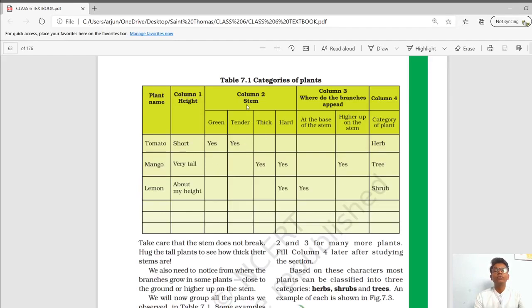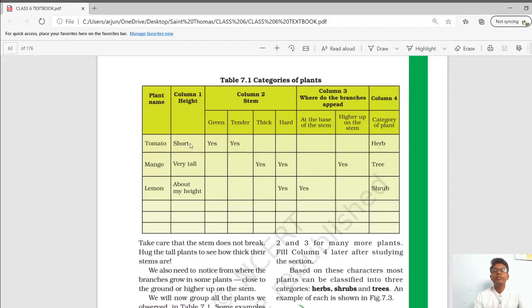In column 2 it is about the stem. The stem is green or not. You have to say whether it is green or not. It is tender, thick or hard. Tender means it is easily bendable or not. Second is thick, how much thick. And the last one is hard. If it is not easily bendable, then it will come in the hard section.